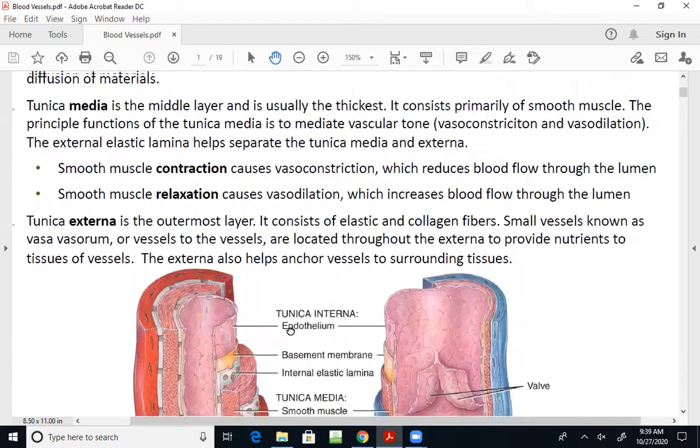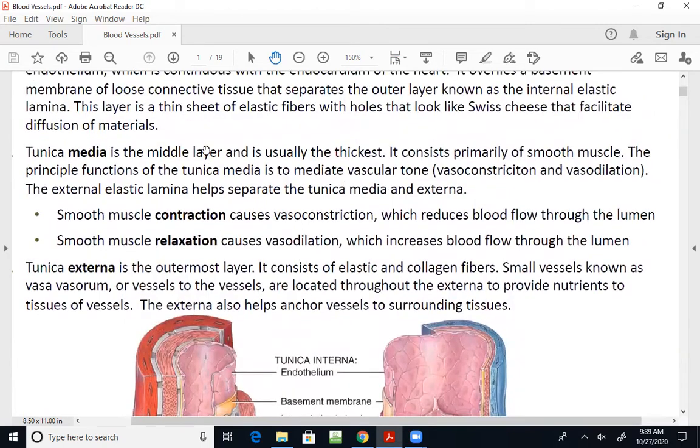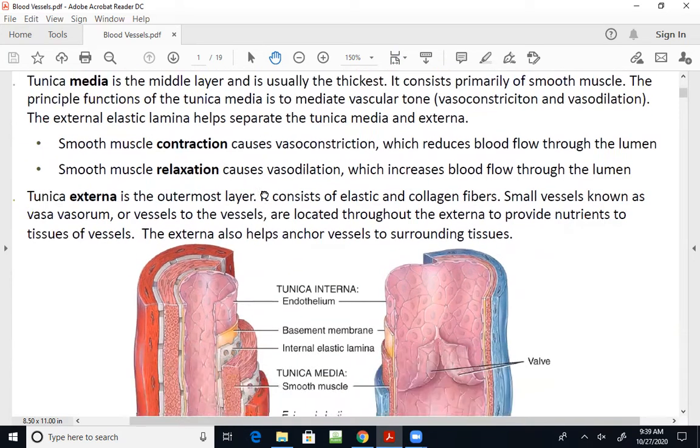Predominantly, it's made up of smooth muscle. This is typically the thickest layer of blood vessels, arteries and veins, especially we see that in arteries. Principal function of it is to mediate vascular tone, which is done through vasoconstriction, vasodilation.